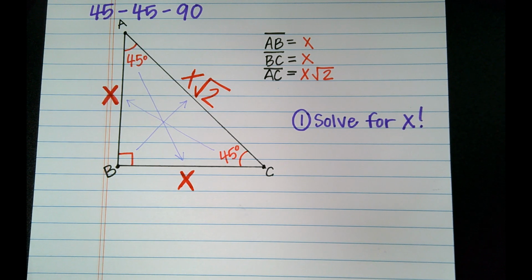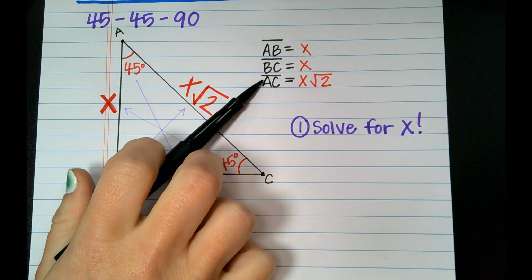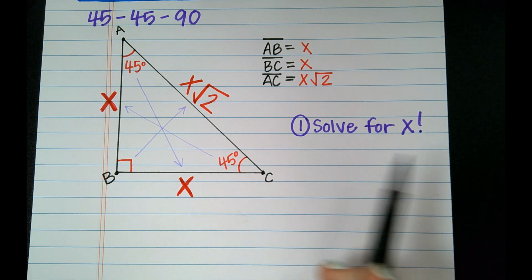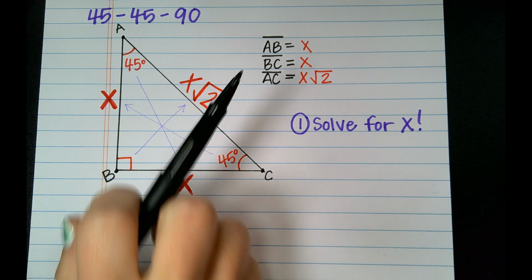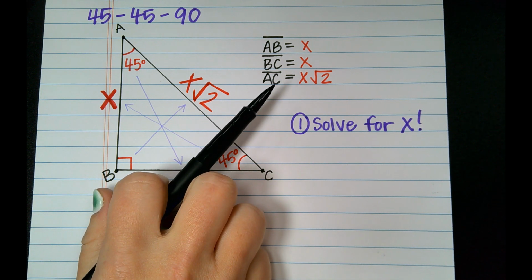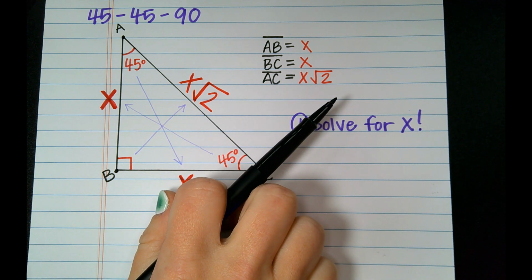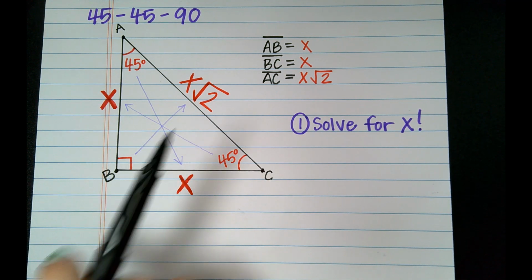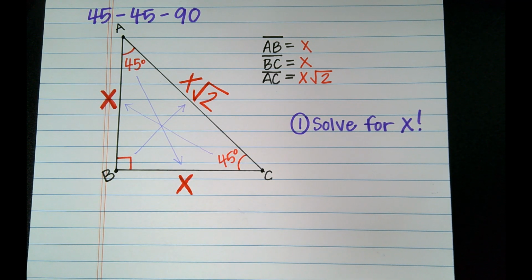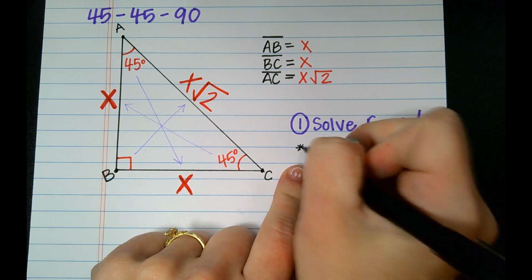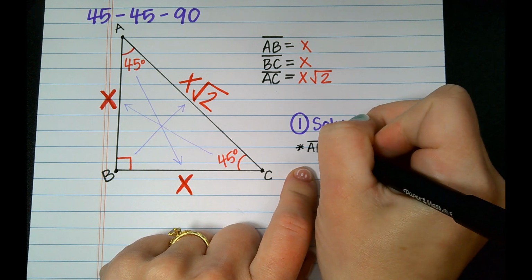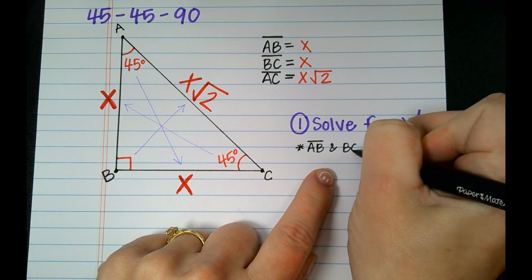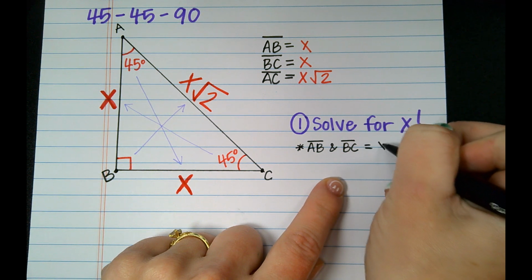Step one. Now, if we are given AB or BC, step one is already done because those are equal to x. If we are given AC, do we have x already? No, we don't. So this is how we would have to solve. I'm going to make a note down here: AB and BC equal x.